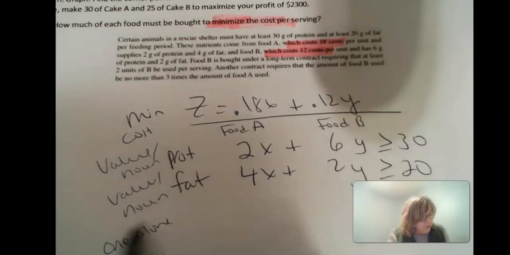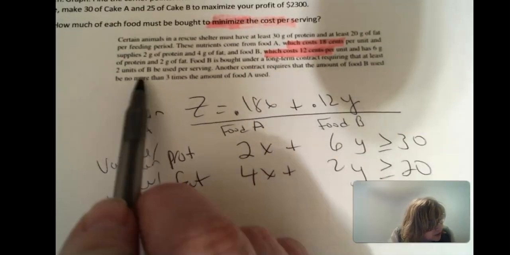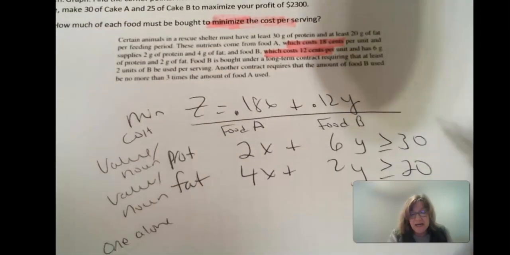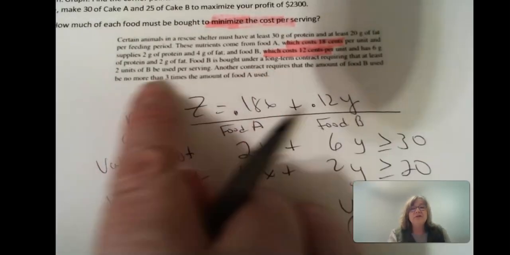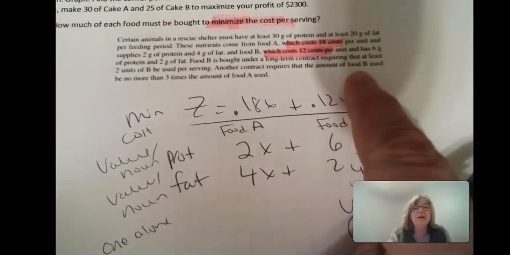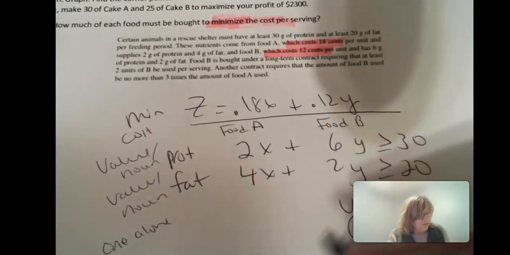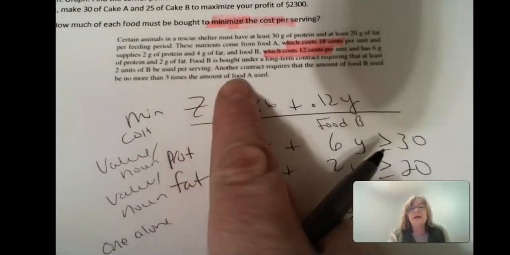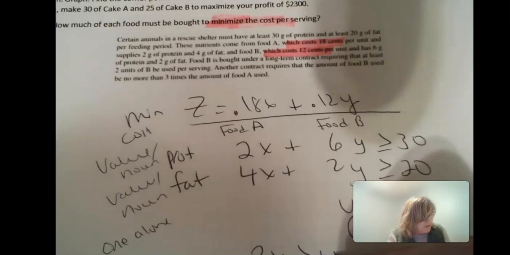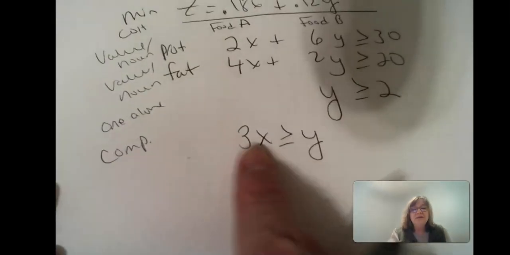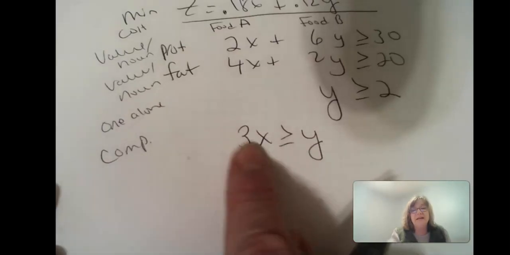Okay, then what is the one by itself? Well, it says, let's see, long-term contracts require that at least 2 units of B be used. It's only talking about food B and at least. Now the comparison's a little tricky, but it's not too bad. One contract requires that the same amount of food B used be no more than 3 times food A. Okay, so I'm going to take 3 times food A and requires that the amount food B be no more than. So I want the alligator, so to speak, to eat the 3x because this one can't be any more than that. So the Y value, the B has to be less than 3 times.